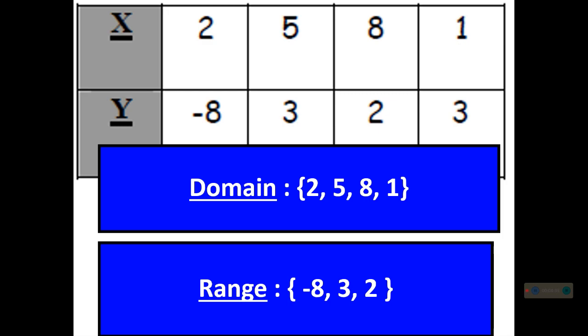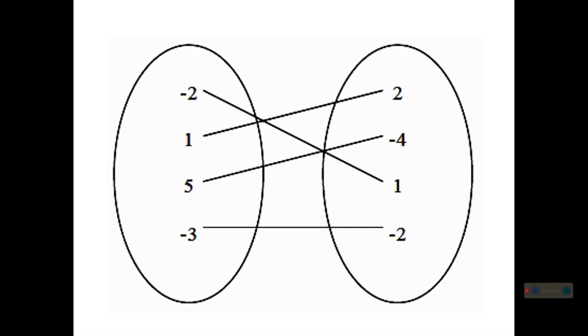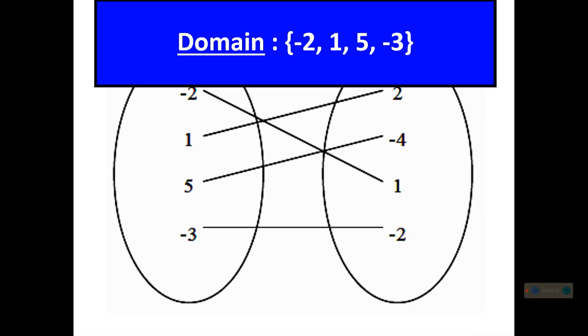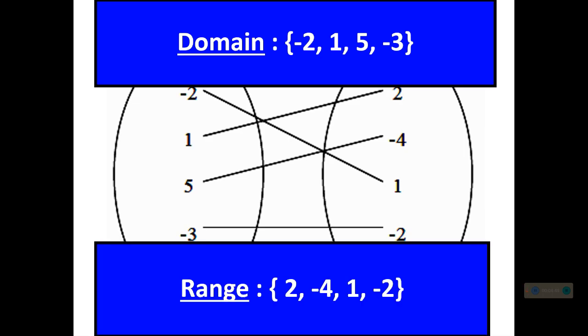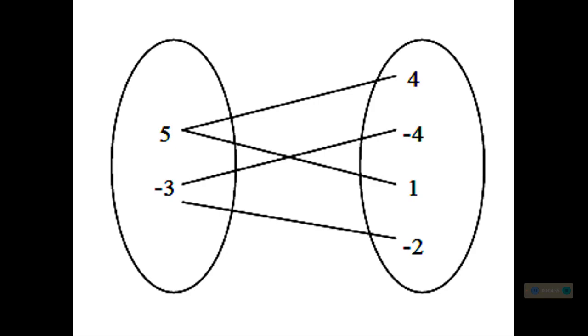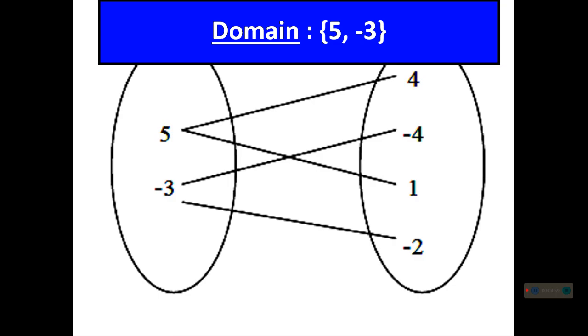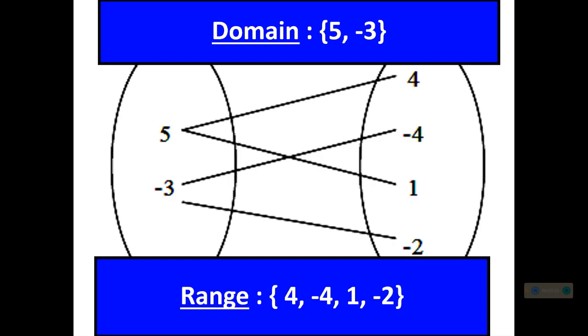Any questions so far? Okay, let's proceed. This mapping diagram: the domain will be, correct, negative 2, 1, 5, negative 3. And the range will be 2, negative 4, 1, negative 2, correct. Next, how about this mapping diagram? What will be our domain? Correct. We have 5, negative 3. How about the range? We have 4, negative 4, 1, negative 2, correct.